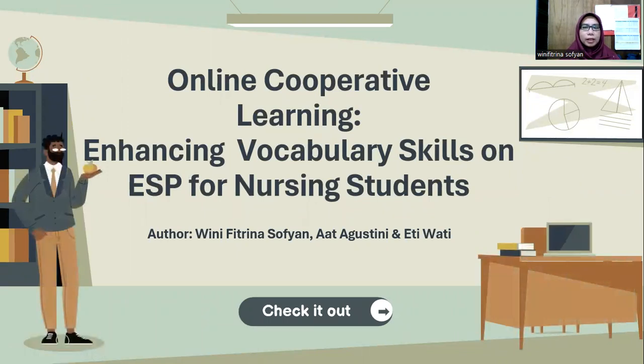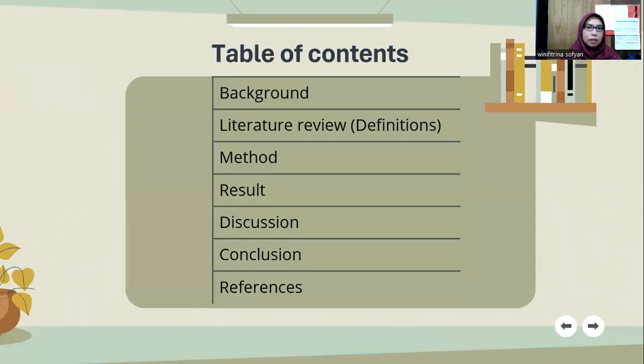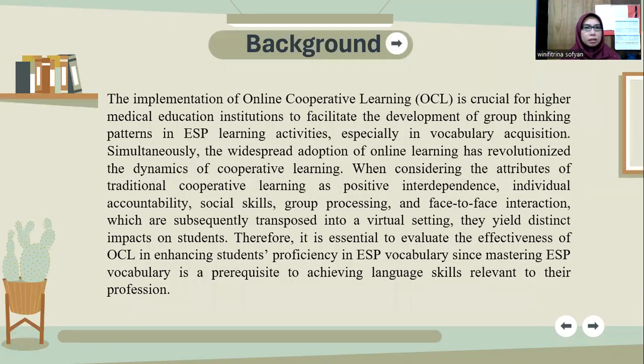We would like to present our presentation with the title of Online Cooperative Learning, Enhancing Vocabulary Skills on ESP for Nursing Student. With me, Wini Fitrina Sofyan as the first author, Agustini and Wati as the second and the third author. The table of contents: we have background, literature review, including definitions, method, result, discussions, conclusions, and reference. So we have the background in here.